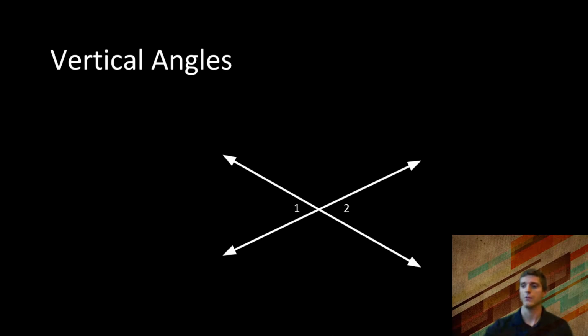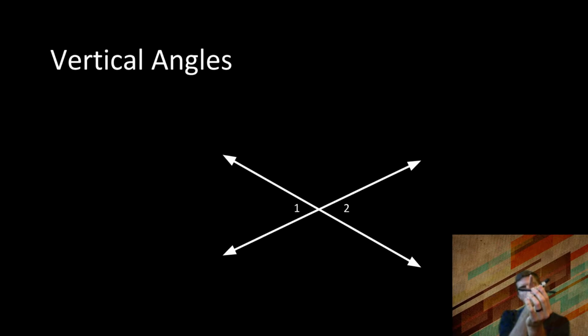Here's the first one: vertical angles. Really common to think, so angle 1 and angle 2, those are vertical angles. That has nothing to do with the fact they are stacked one on top of the other, like that kind of vertical. What that means is wherever two lines cross, no matter how they cross, there will be a pair on either side.